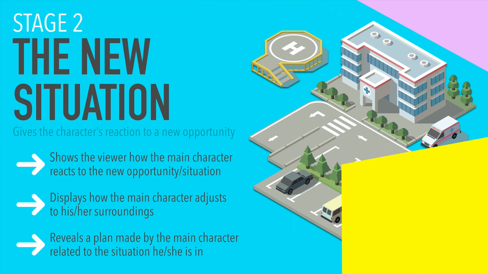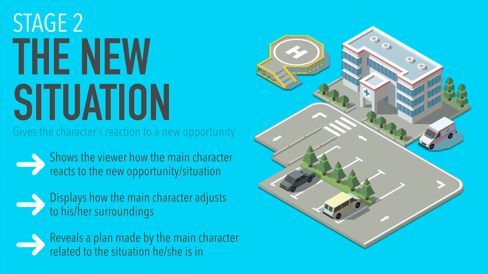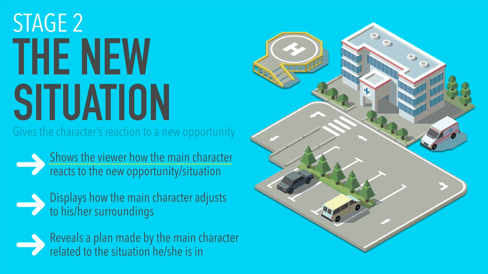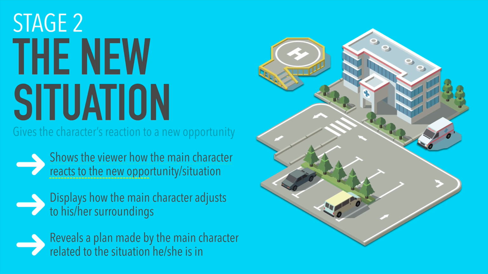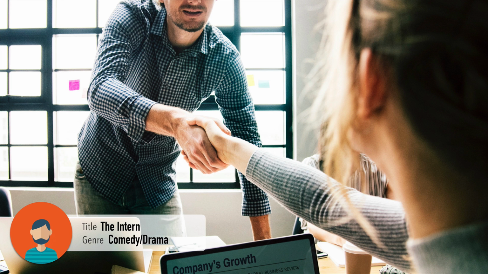Now, moving on, we're going to stage number 2, the new situation. The new situation gives the character's reaction to a new opportunity. Shows the viewer how the main character reacts to that new opportunity or situation. It also displays how the main character adjusts to his or her surroundings and then reveals a plan made by the main character related to the situation he or she is in. So again, let's see how this plays out in certain movies.